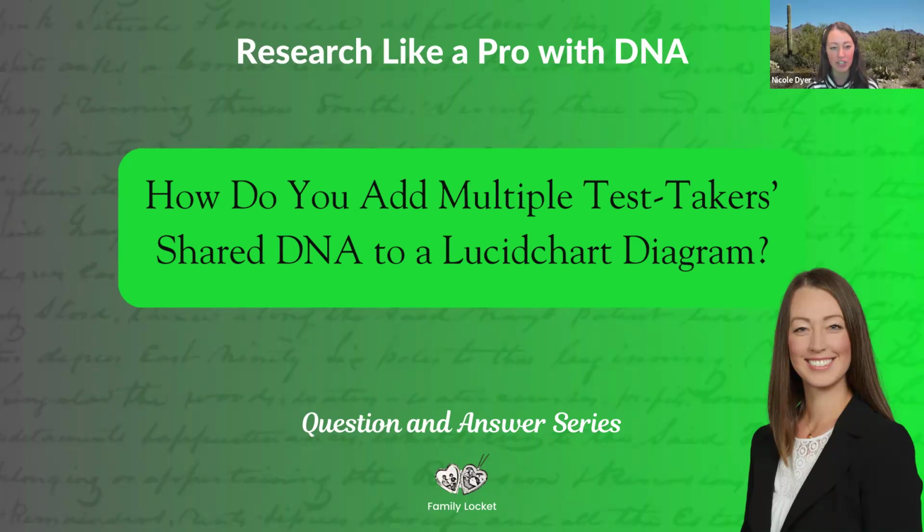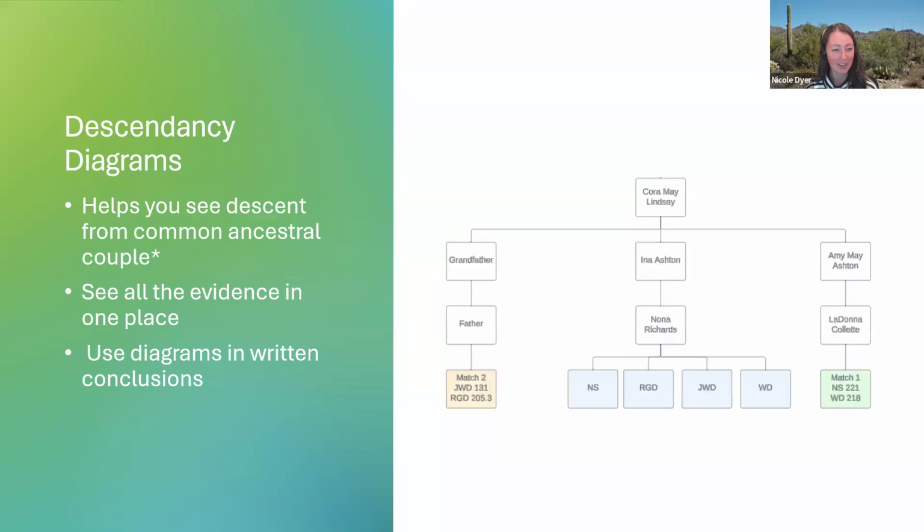Today, for our question and answer series video, the topic is how do you add multiple test takers' shared DNA to a Lucidchart diagram? Descendancy diagrams are very helpful to see the descent from the common ancestral couple, and the asterisk is there to remind us that this is the main purpose of making a diagram.